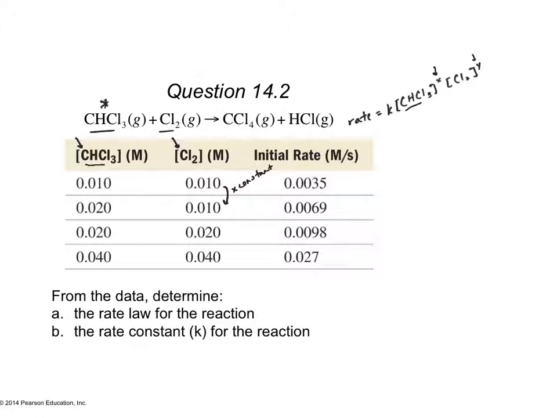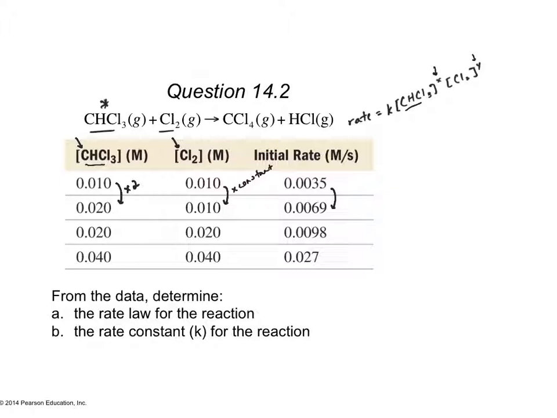So here we have the other reactant constant between experiments 2 and 1. We haven't changed its concentration, but we go from experiment 1 with 0.01 molar to experiment 2 with 0.02 molar. So we have doubled the concentration of the reactant that we're looking at. Okay, so in experiments 1 and 2, we doubled the concentration of CHCl3, we hold Cl2 constant, and we should be able to determine what happens to the overall rate, right?